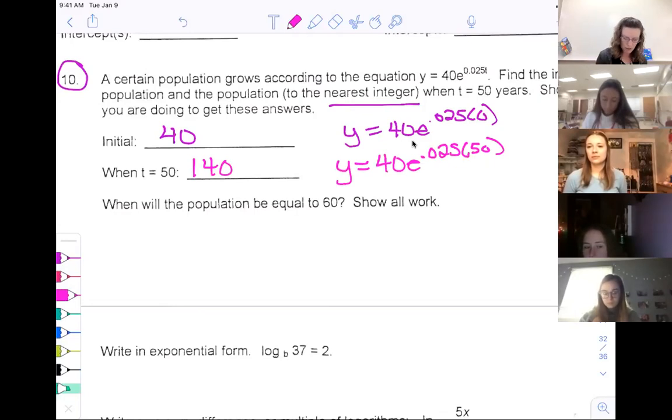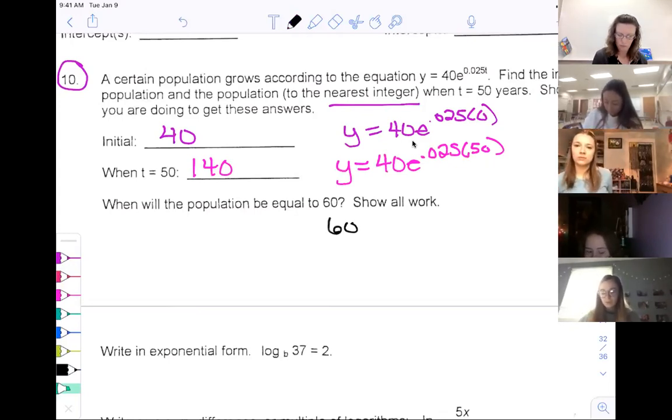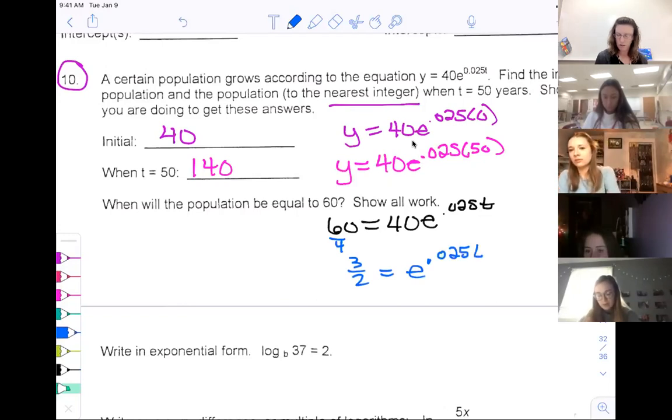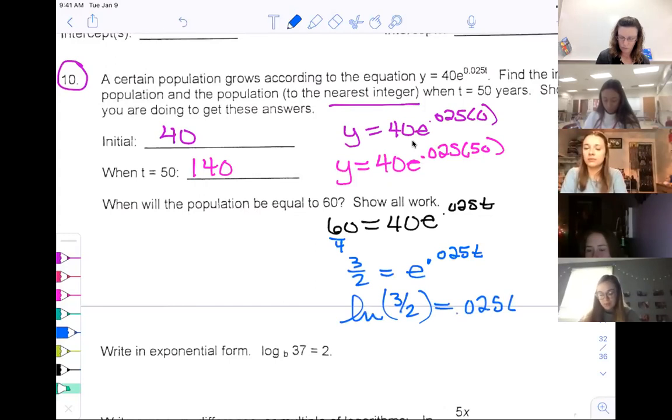And then one more time, Darby, you're doing great. The last question, when will the population be equal to 60? So how would you approach that problem? So I plugged 60 in for A, so it would be 60 is equal to 40e to the 0.025t. And then you would divide 40 by 60, so you'd get 6/4, or we could say 3/2. Yeah. And then you would do ln of 3/2 is equal to 0.025t. And you would divide both sides by 0.025. And I got t is equal to 16 years.